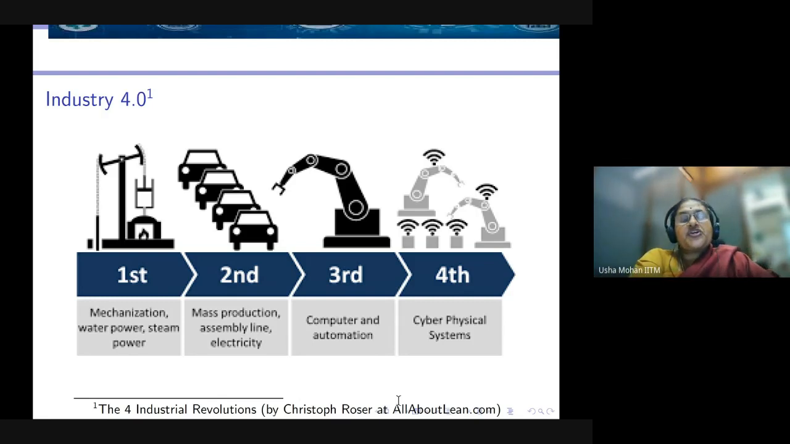And the fourth industrial revolution, which is what we refer to as Industry 4.0, is where we have the cyber-physical system, and here the Internet of Things plays a very, very crucial role. Industry 4.0 is all about data, capturing data, and how we are going to use this data to enhance end-to-end visibility in a supply chain.